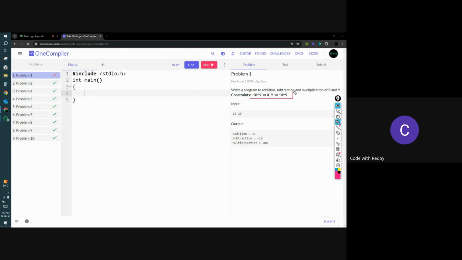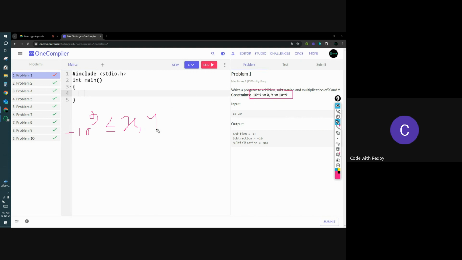Minus 10 to the power 9 less than or equal to x, y, less than or equal to 10 to the power 9. So, what can be the value for x and y? Can you write it on the screen? It's confusing. Minus 10 to the power 9, less than or equal.